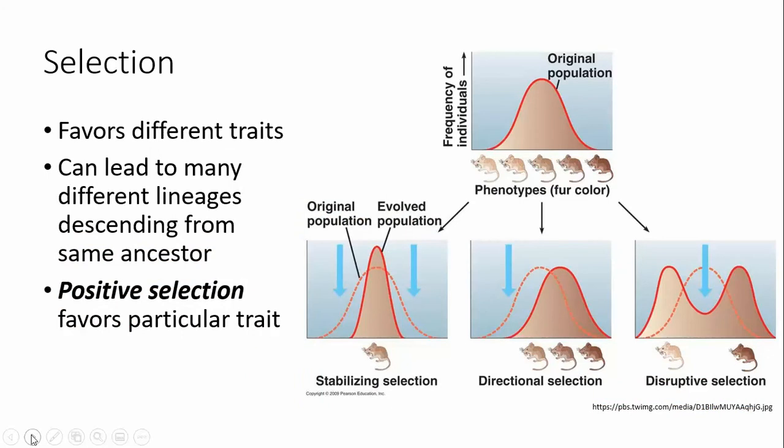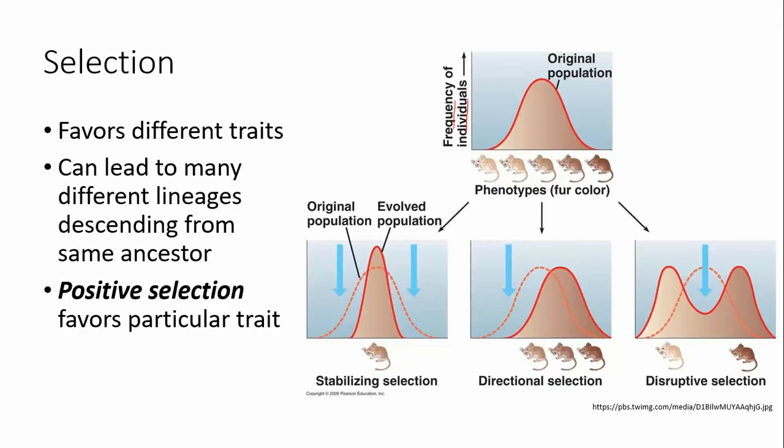So selection, or the process of selection, can favor different traits and can lead to different outcomes over several generations. So positive selection is selection towards a trait. Negative selection is selection against a trait. And here, what we see is an original population with this gradation of different phenotypes. So it goes from light fur color all the way to dark fur color. And then you see this mapping of the frequency of individuals. That is what percentage of the population has that phenotype.